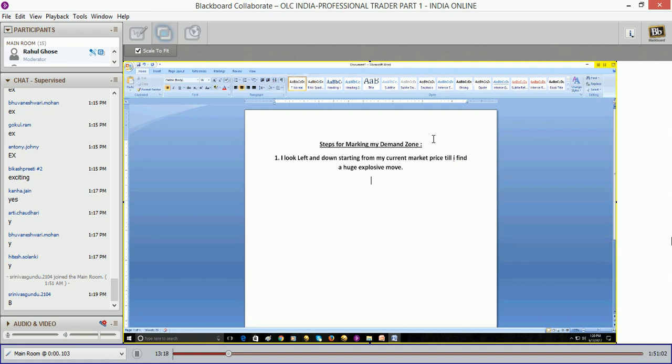This explosive move becomes my leg out. Next to the leg out should be a series of base candles that have to be boring in nature.